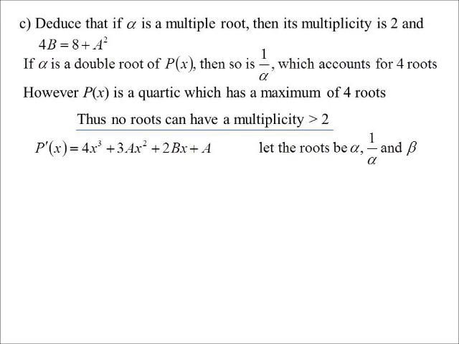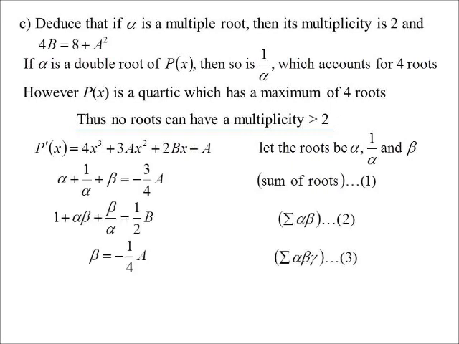So I know one root is alpha. I know another root is 1 on alpha. There is a third root that I don't know to this cubic. Let's just call it beta. It'll be a solution to this cubic, but it won't be a solution to the original polynomial. It's not one of the double roots. Okay, sum of the roots 1 at a time, and I get minus 3/4 a. Sum of the roots 2 at a time, and I get a half b. And product of the roots, or sum of the roots 3 at a time, I get minus a quarter a.